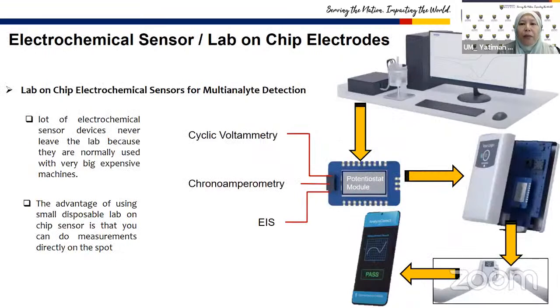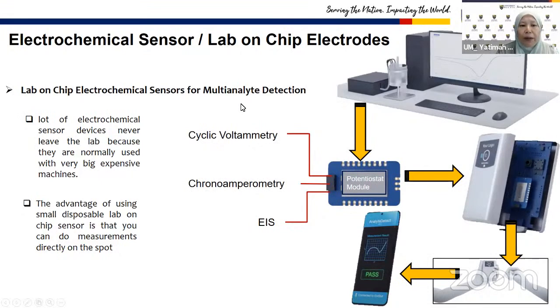Next one, we are also looking at a lab on chip, but with the current research, there is a lot of work looking at multivariant detection. It means that we are not only targeting a single ion, but multiple ion detection. In multiple ion detection, there are a lot of challenges because for every electroactive material or modified electrode, we need to study the selectivity and also the specificity, basically specific to certain target ions, and we look at the sensitivity of it.